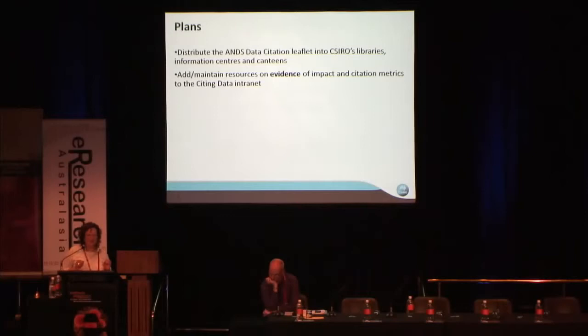And the other thing that I'm trying to do is to collate a list of references to papers that talk about the evidence of the impact of citation metrics. So although there's a lot of papers now on the benefits of sharing data, there are only very few, it seems, at least to my knowledge, on the impact that citing data is having. So that'll be me.